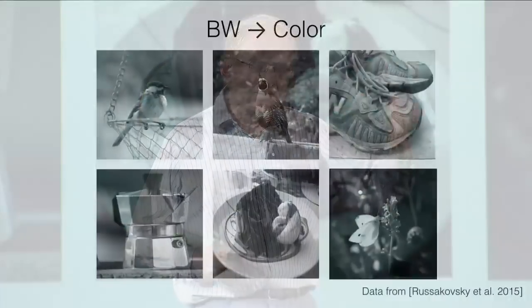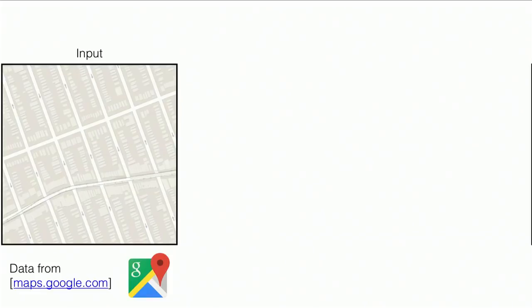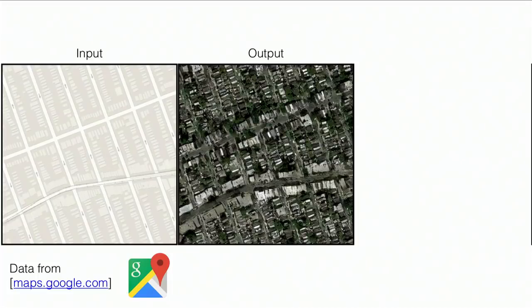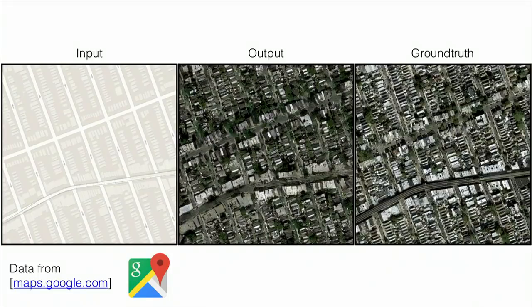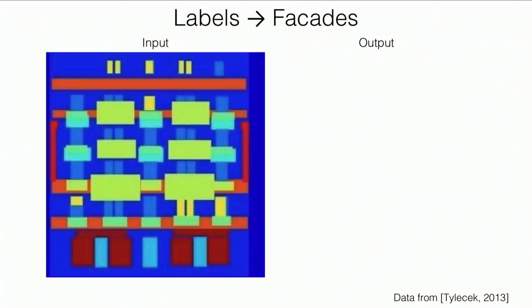And now you train on grayscale to color, and it works. You give it Google Maps and train it to produce satellite images. No problem. It's not as good as ground truth, but it's pretty good. You can go the other way around, and it's all exactly the same code, the same parameters. Everything is exactly the same.